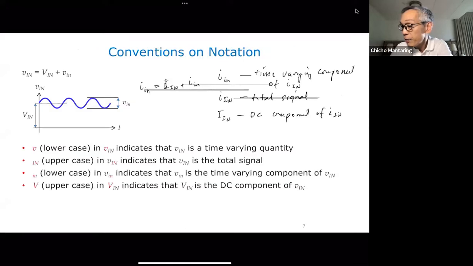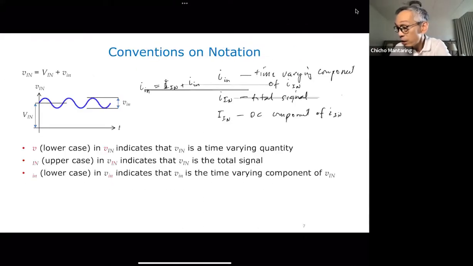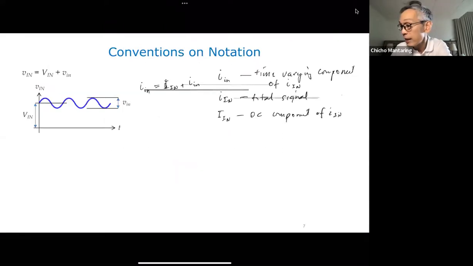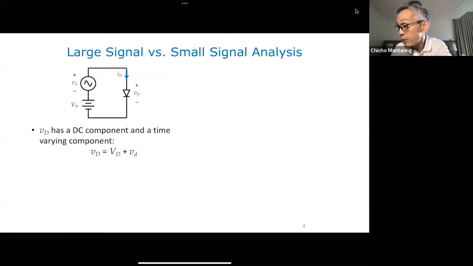Okay, so we have what we call large signal versus small signal analysis. I started to talk about that earlier. I said when we use the principle of superposition, the total response is the response to the DC component plus the response to the time varying component. The response to the DC component, we usually use large signal analysis. And the response to the time varying component, usually we use what is called small signal analysis. So that's the difference between large signal and small signal analysis.